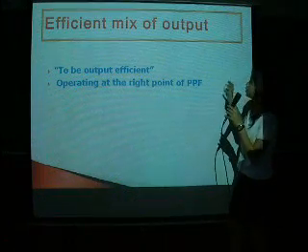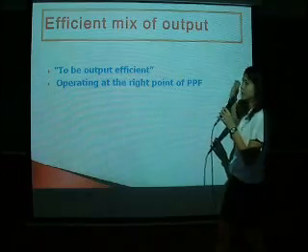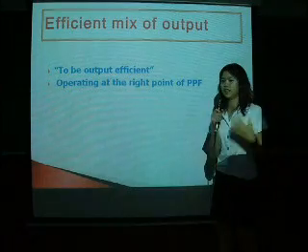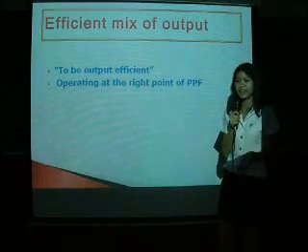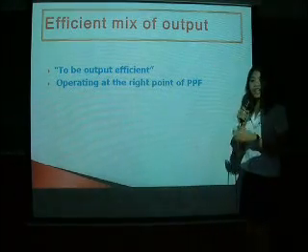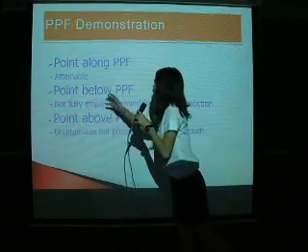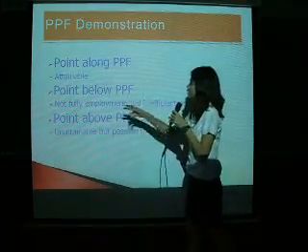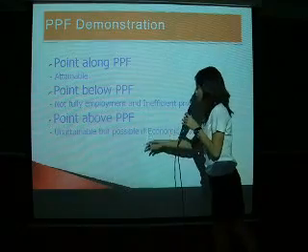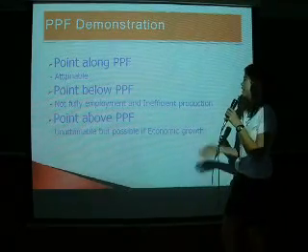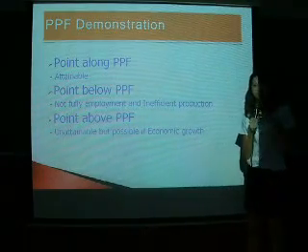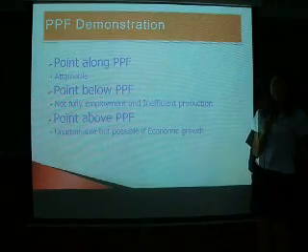Let's discuss the next topic, which is the efficient mix of output. To be output efficient, you must produce what people want. Let's see the preferences of the people in the society, what do they want, and then operate at the right point of the PPF, not only on the PPF graph. The point below the PPF, which is point D, means not full employment and inefficient production. Another one is the point above the PPF, which is point G. It means unattainable but possible if economic growth happens. The economic growth we will discuss in another slide.